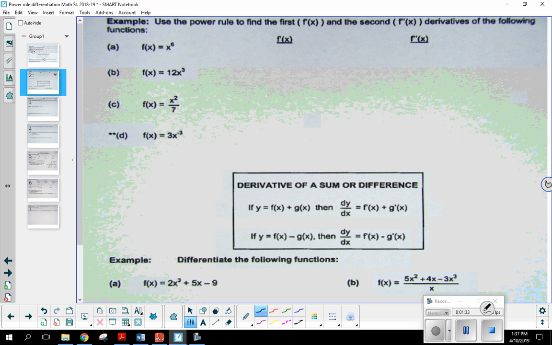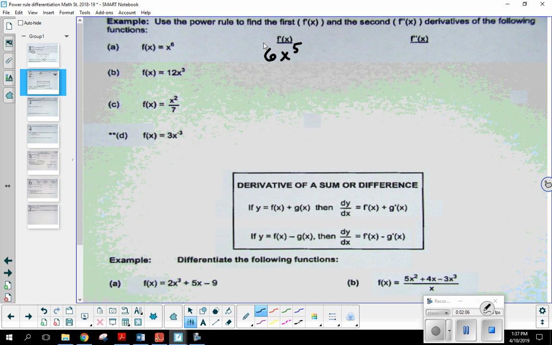Okay. So it says use the power rule to find the first derivative and the second derivative for the following functions. My function is x to the sixth. Using the power rule, I'm going to pull the 6 to the front. The only coefficient is 1, so 6 times 1 remains 6. But then I subtract 1 from the power. There you go. So the first derivative should just be 6x to the fifth. If I want the second derivative, I'm just going to apply the same strategy once more.